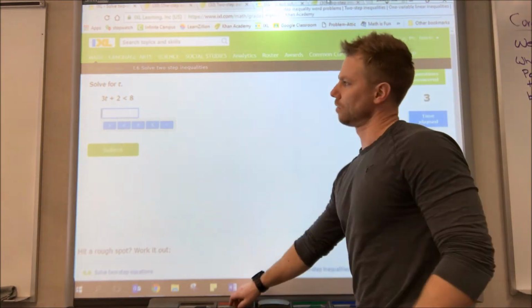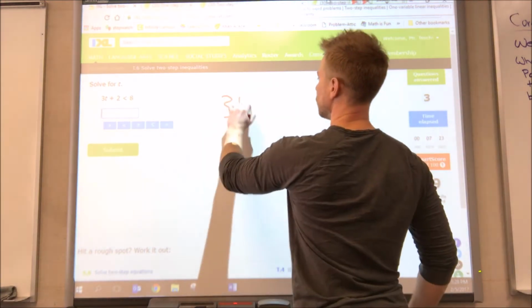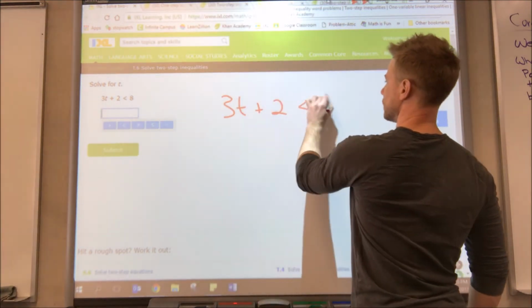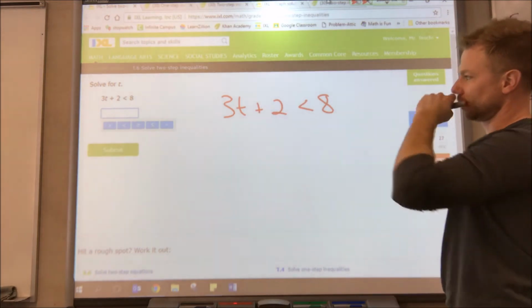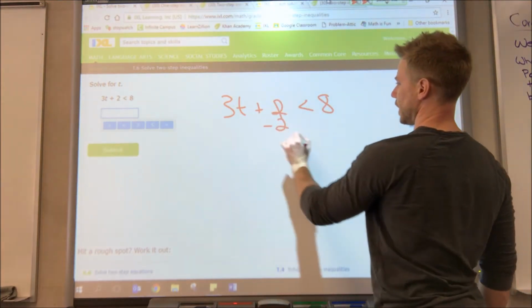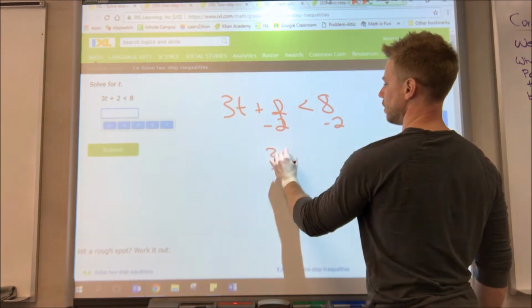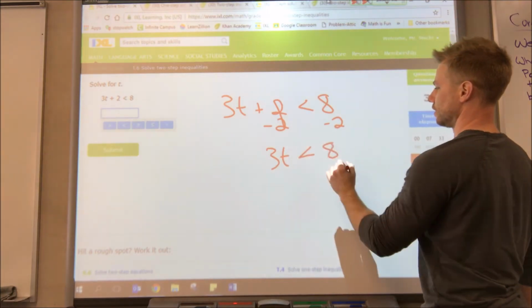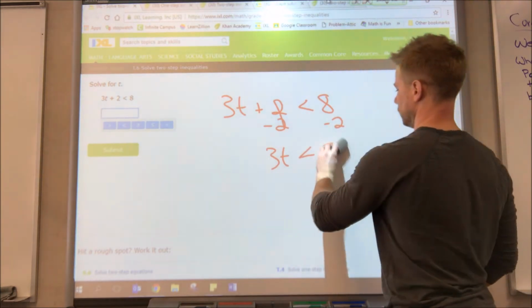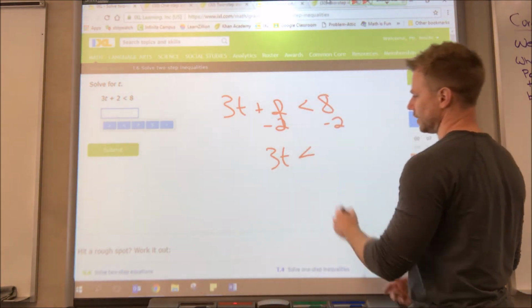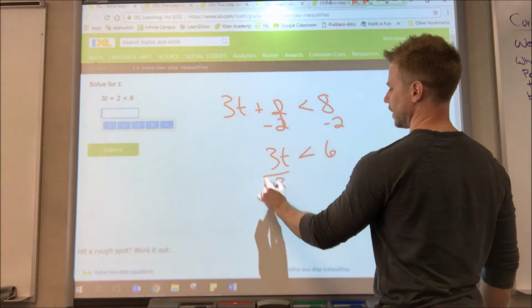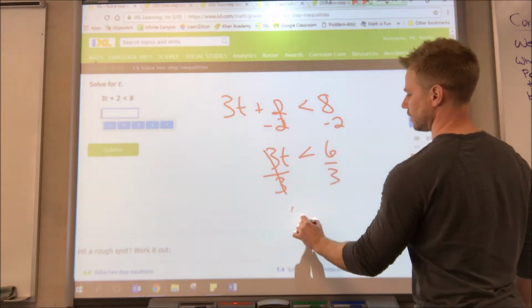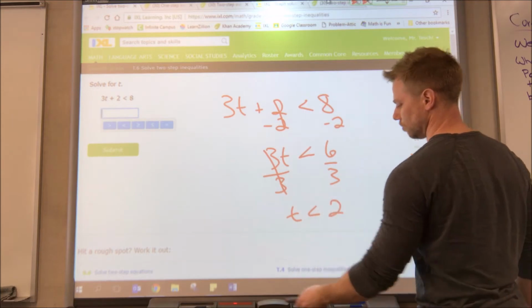Alright, and then we have 3t plus 2 is less than 8. We want to get t by itself, subtract 2. 3t is less than 6. Let's erase that. 8 minus 2 is 6. Divide by the 3 to cancel that. t is less than 2.